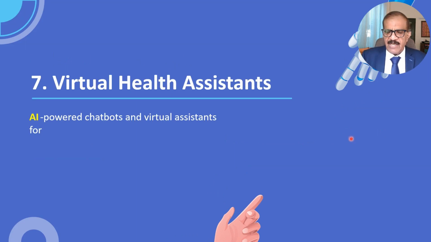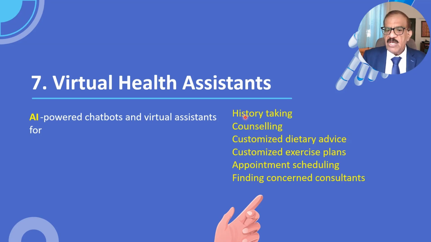Now, virtual health assistants. There are many things which we have to do repeatedly, and I think anything which is to be done repeatedly and a machine can do at least as efficiently as we humans can, but can save much time. For example, this history taking, I think a machine can take a very detailed history, and it can do counseling when we make a diagnosis and we have to counsel the patient. A machine can do it at least as well as we can.